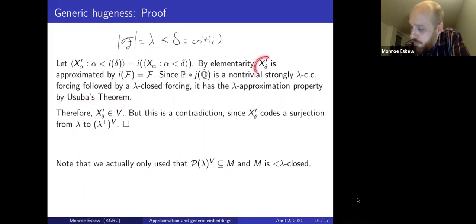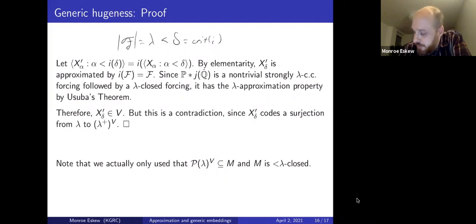So here's a set that's approximated. It must be in the ground model, right? But this is a contradiction because this set codes in some absolute way a surjection from lambda to its index, which is the lambda plus of V. So this is the end of the argument.